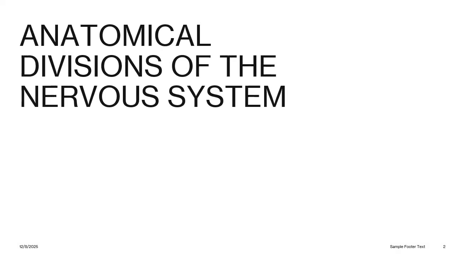So we want to start off understanding what the key anatomical divisions of the nervous system are. It's really the foundation to the whole functionality of the nervous system. So that's why this module is really important. We're going to look at structural classification and key components of the central and peripheral nervous system in this first part.